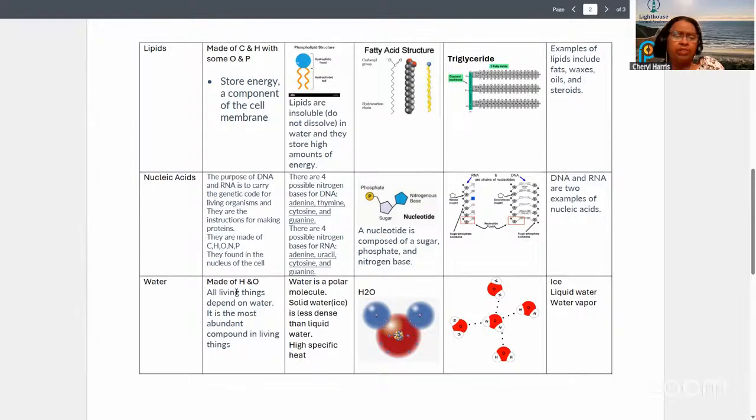Water is also called the universal solvent because almost everything except lipids will dissolve in water. Right? It is one of the most abundant things on the planet. It is the most abundant substance in your body because you are mostly water. Then you have the tissues that come after that.